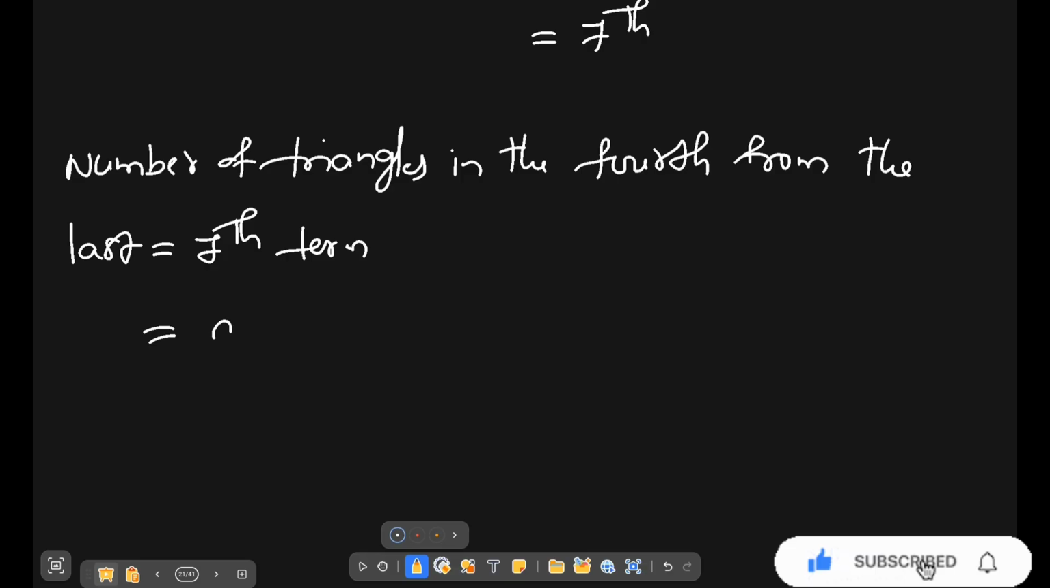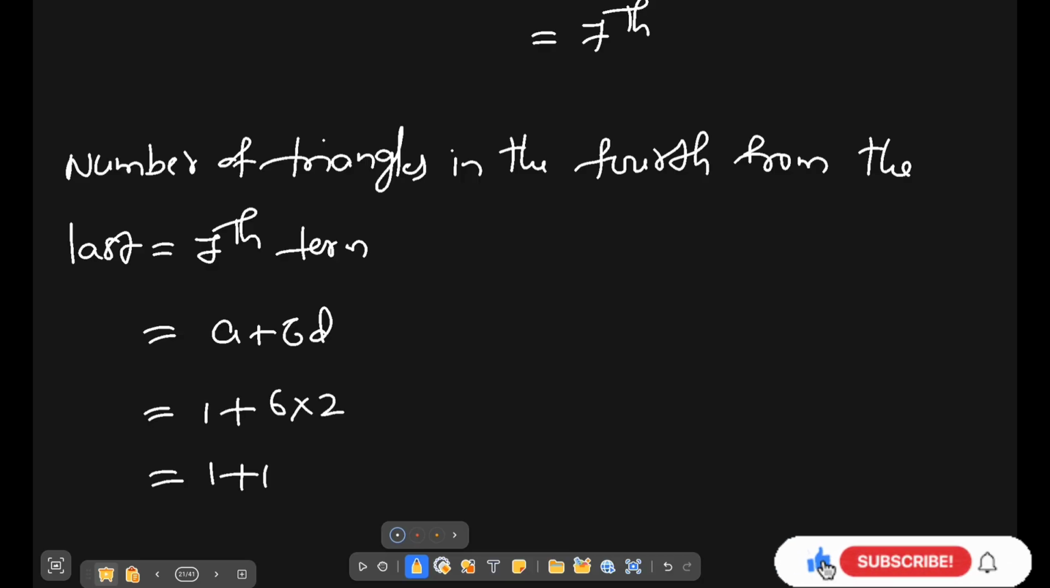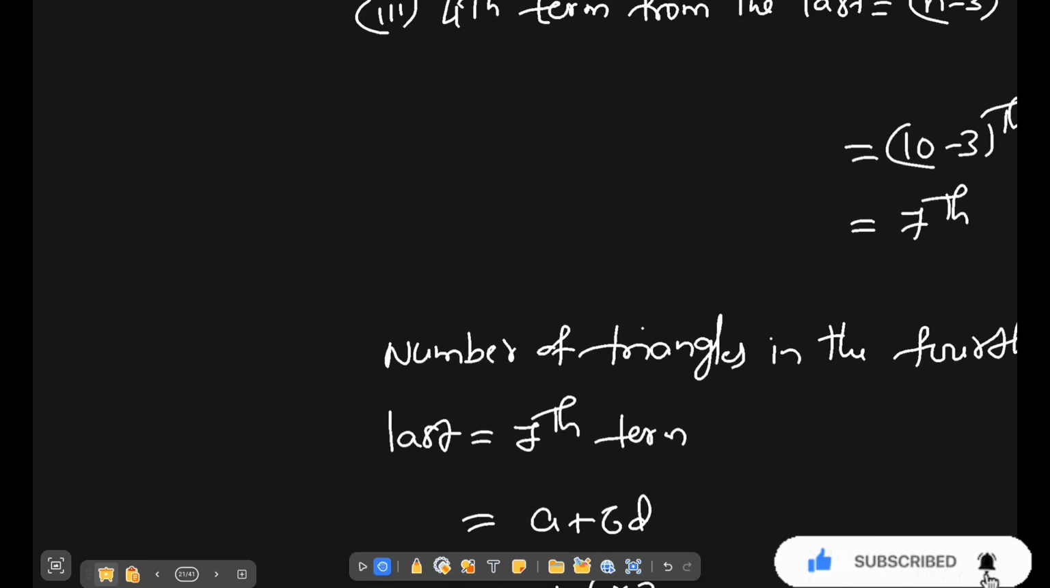So how do you find the seventh term? First term plus 6 times the common difference. The first term is 1 and 6 times the common difference 2 is 12. So it is 1 plus 12, so there are 13 triangles. So this is the answer for the second question. Now let's see the next question.